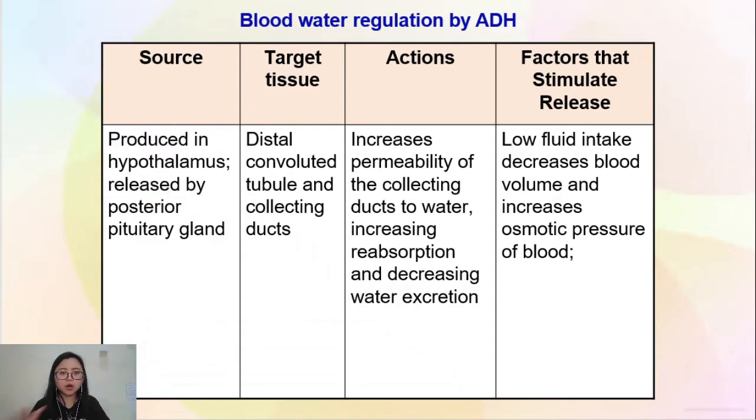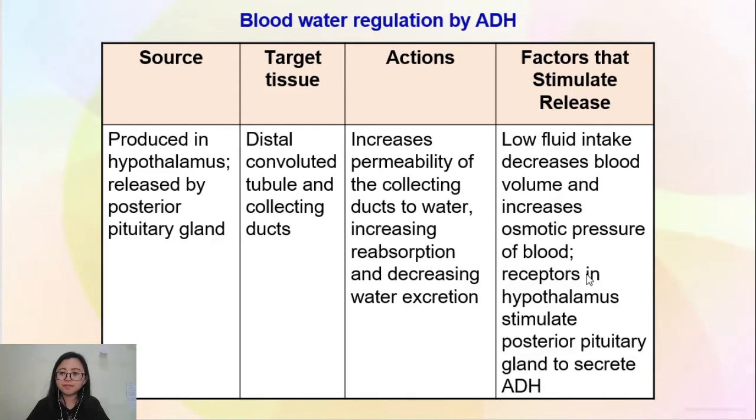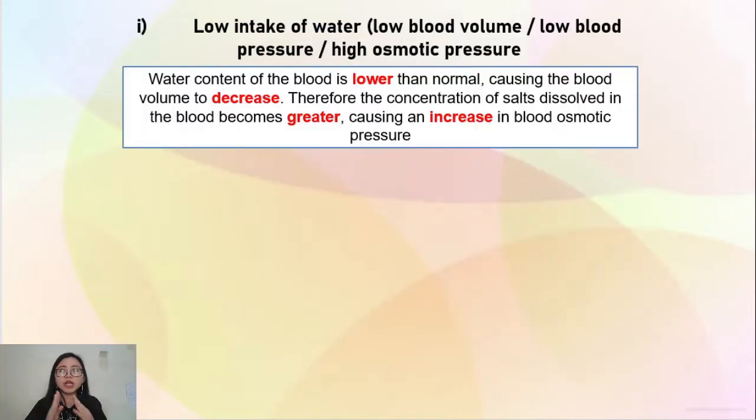Okay, so going back to the factor that stimulate release, the receptors in the hypothalamus will stimulate the posterior pituitary gland to secrete ADH. So dalam sini, basically apa yang dia cakap adalah kalau kita kurang minum air, apa terjadi, siapa akan keluarkan ADH. Okay. Let's look at a situation where we have low intake of water. Macam sekarang, saya haus. Apa yang berlaku dalam otak dan saya punya buah pinggang? Saya haus, low intake of water. So we'll start looking at it one by one, okay?